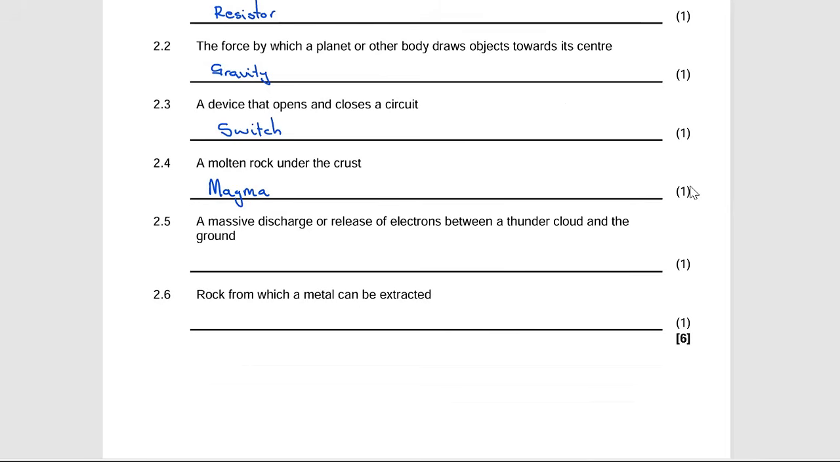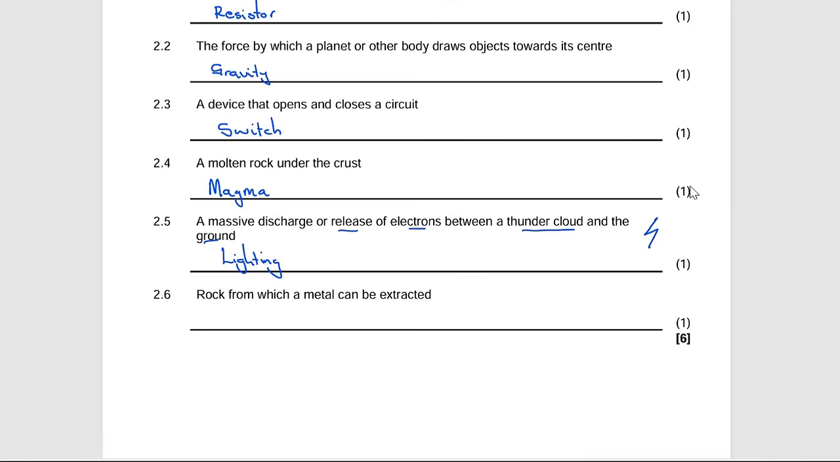So 2.5, it says a massive discharge or release of electrons between a thunder cloud and the ground, right? So this is referred to as our lightning, right? So whenever it rains, you hear the thunder and see that lightning, right? So it's a massive discharge or a release of electrons between the thunder cloud and the ground. So this is referred to as what? Lightning.